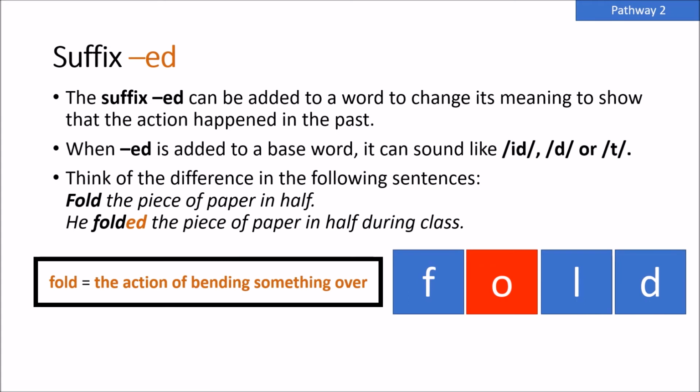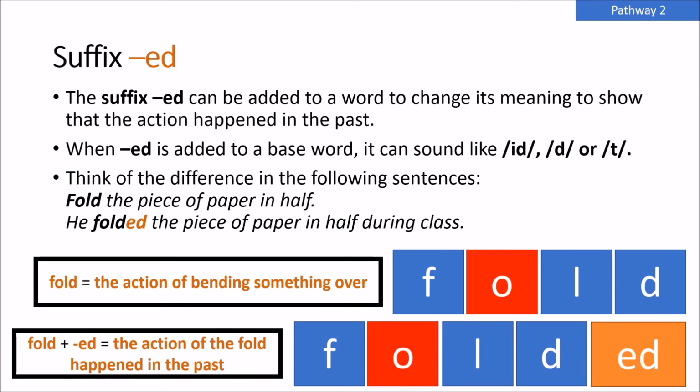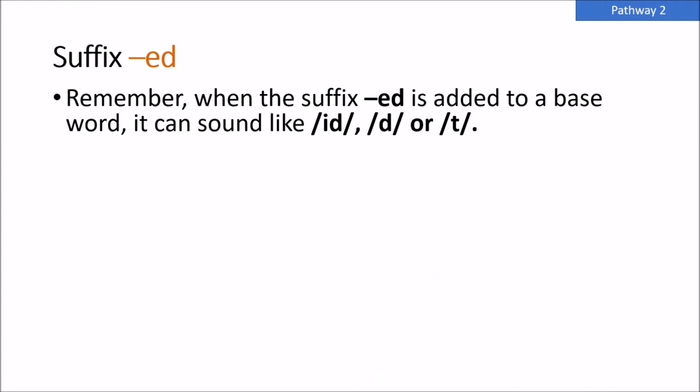With the word fold, that is the action of bending something over. And so if you fold something, you are currently doing that action. In the word folded, with the suffix ed added, the fold plus the suffix ed means the action of the fold happened in the past. Remember, when the suffix ed is added to a base word, it can sound like id, d, or t.